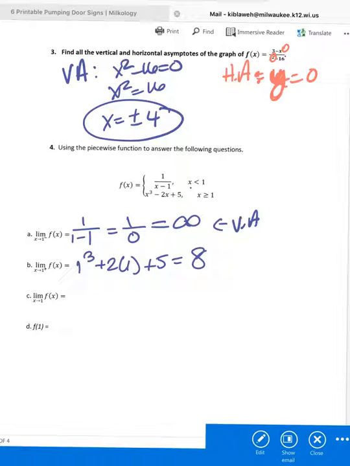Limit as x approaches 1. Well, same thing. It's different from the left and the right, so it does not exist. It doesn't have a limit there. F of 1, well, this is the one that has the or equal to, because that's when it equals 1, so I'm going to use that one, which we already know is 8. And there you go.